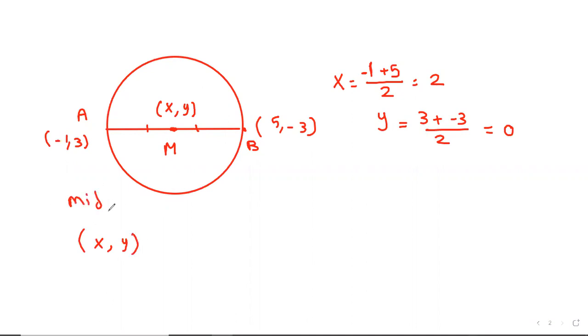If I have a line segment AB and I have the two coordinates, we get the midpoint by adding x1 plus x2 divided by 2 and y1 plus y2 divided by 2.